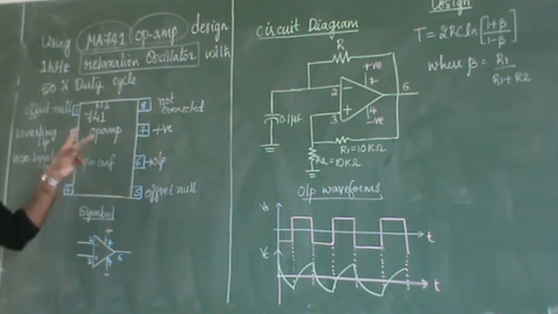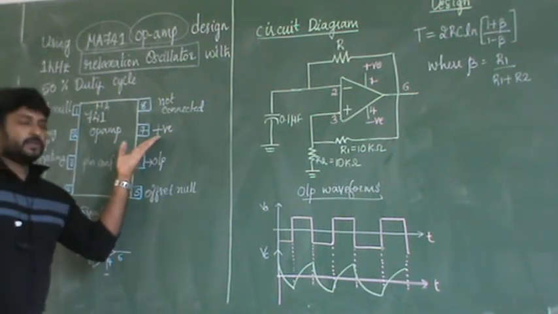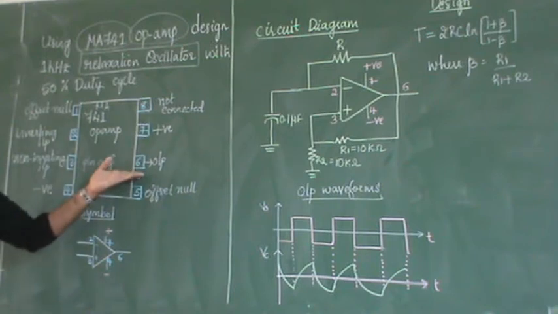First is offset, fifth is offset, and eighth is not connected. Sixth is output. 2 and 3 are the inputs. The second pin is inverting and the third pin is non-inverting. Seventh should always be connected to the positive voltage, and the fourth should always be connected to the negative voltage, and you are extracting the output from the sixth pin.